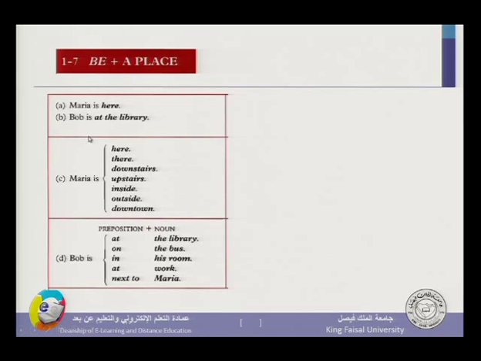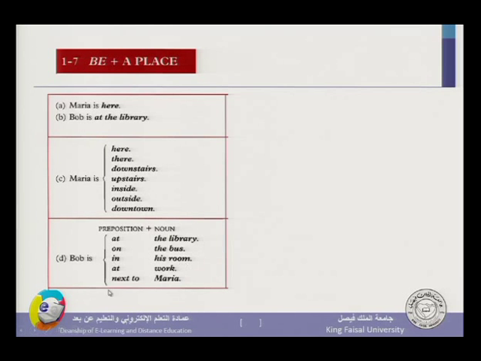So in all cases we should use the appropriate form of verb to be. So Maria is here, is there, is downstairs, upstairs, right? Inside, outside, downtown, and so on. Bob is at the library. Preposition here, look at this. At the library, on the bus.